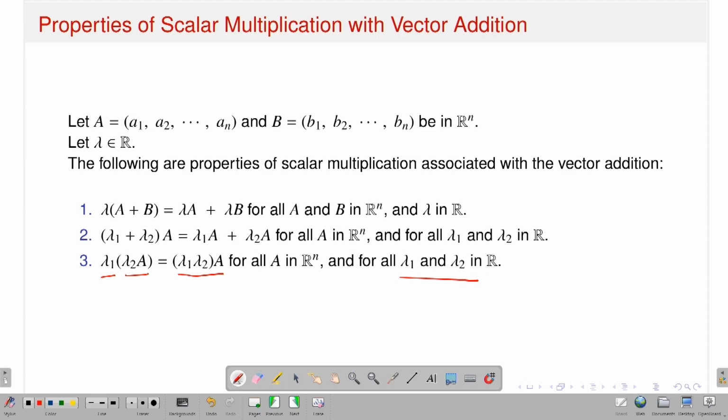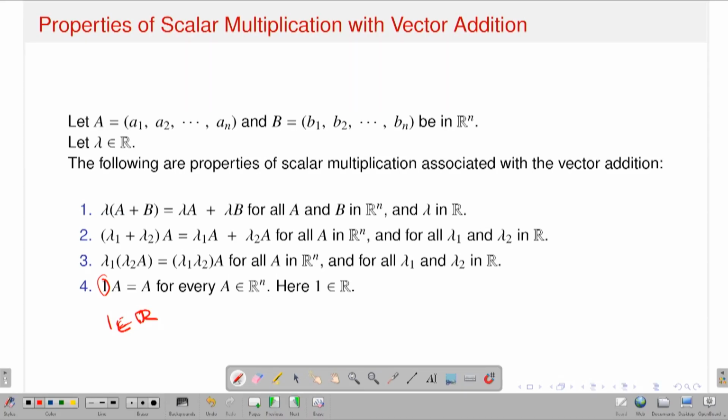The last property: the real number 1 belongs to R. The scalar multiplication 1 times A is equal to A, for all A in Rn, and here 1 belongs to R.